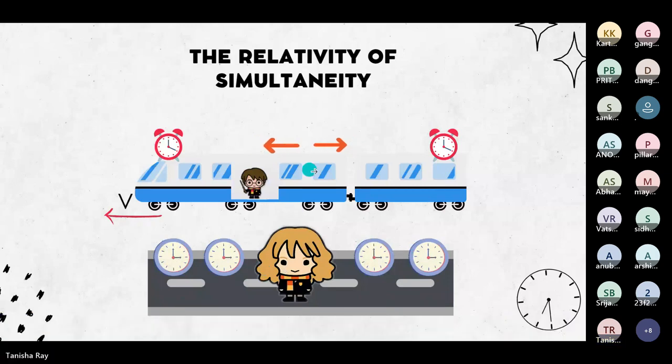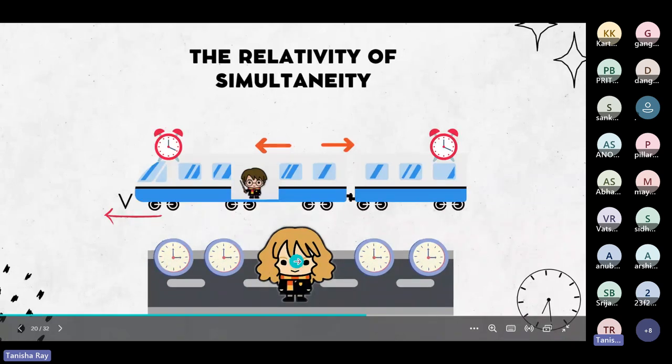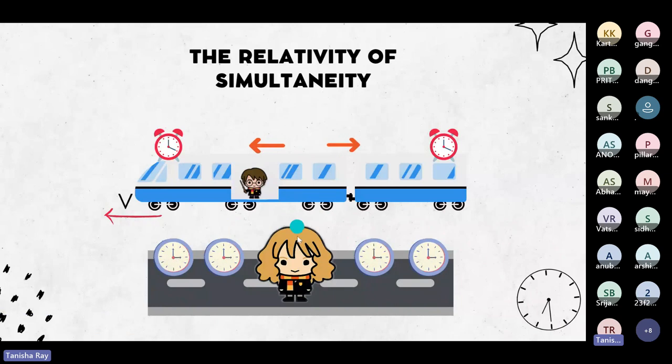Now, when she is exactly in line with the middle of Harry's train, at that point of time, Harry emits two rays of light from the middle of the train, each ray going to the respective ends of the train. And when these rays of light strike the clocks that are placed at the ends, he will note the time. This is the setup and this is the thought experiment that you have to ponder on and try to find out what exactly will happen.